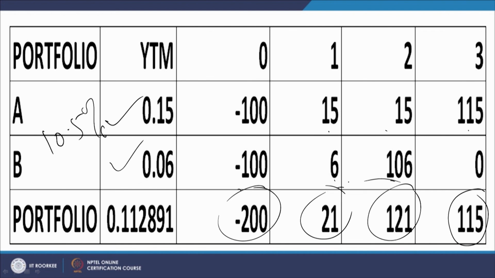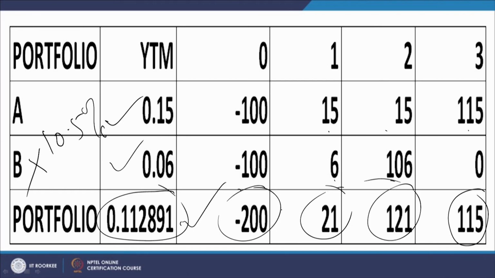So, clearly if you work out the IRR or YTM of this stream, you get 11.29% approximately. Now, look at the gigantic gap between the two values, 10.5% versus 11.29%. That is the problem. This is the correct value, this is the wrong value. So, we should not use weighted average parameter values for valuation of YTM, duration, convexity or dispersion. We should work it out on the basis of the cash flows from the portfolio.